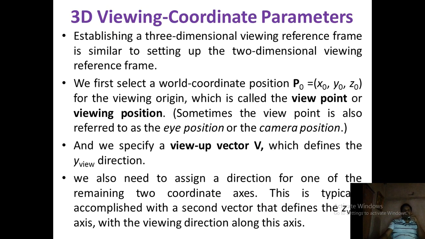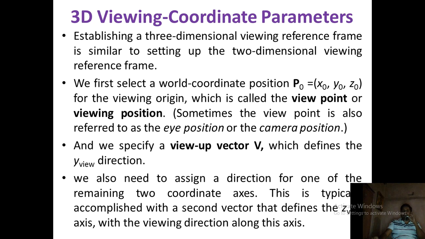Then next is 3D viewing coordinate parameters. How to do this? All those things, how to do this, right? 3D viewing coordinate parameters. Establishing a three-dimensional viewing reference frame is similar to setting up the two-dimensional viewing reference frame. We first select a world coordinate position P0, that is X0, Y0, Z0, for the viewing region.